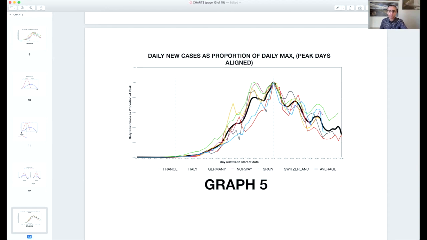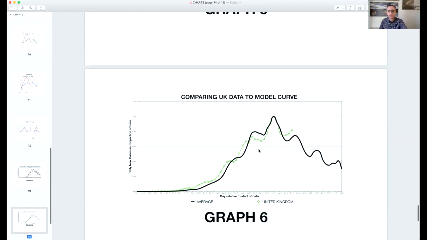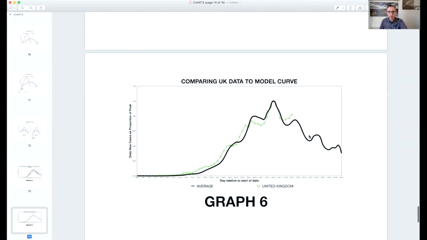Now, the interesting thing will be to take another country that's not part of the 6 I've used and see how that fits. I deliberately didn't choose the UK to be one of my 6 that went into the model. So that's the first analysis I can do. On graph 6, my dark solid line is that average curve from the previous graph. And the green dots now, apologies if they're the same colour that Italy was on the previous graph, so ignore that. This is now the UK data.